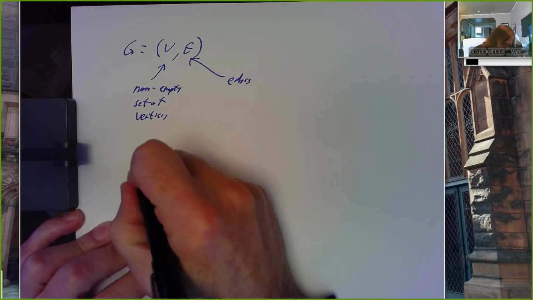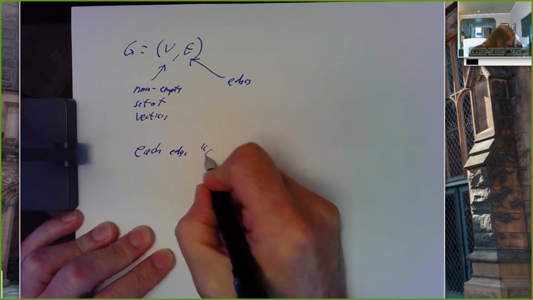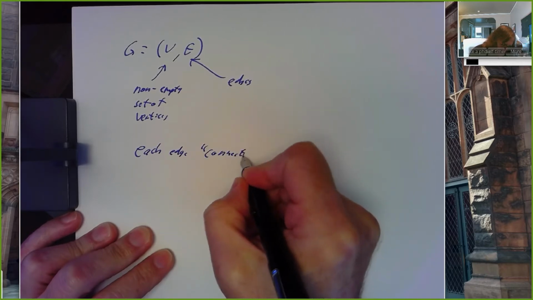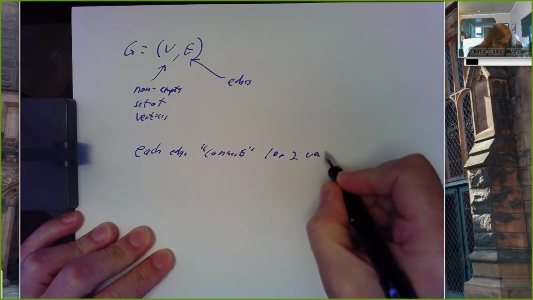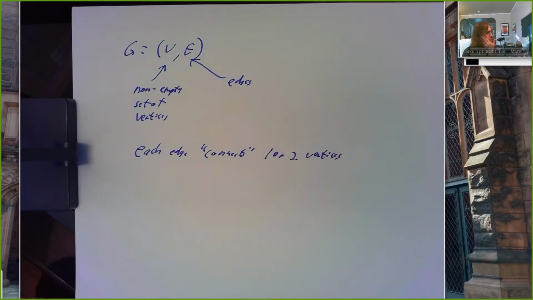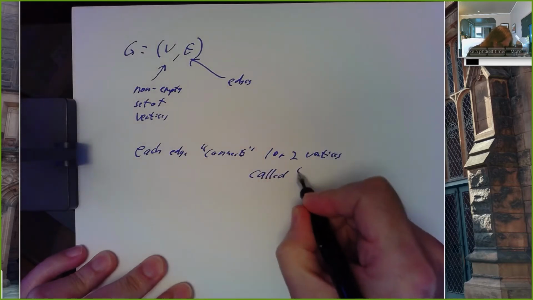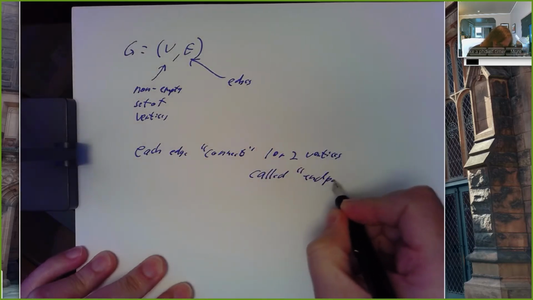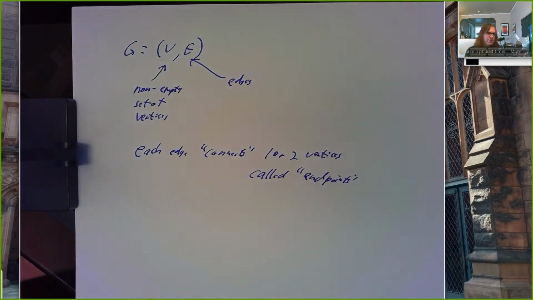And each edge connects one or two vertices. And those vertices are called endpoints. So nothing too alarming here, definition-wise.